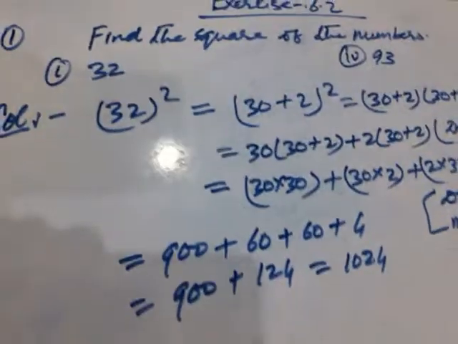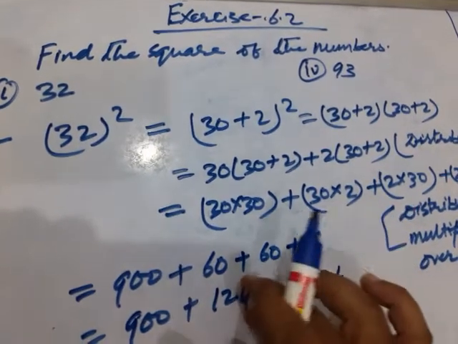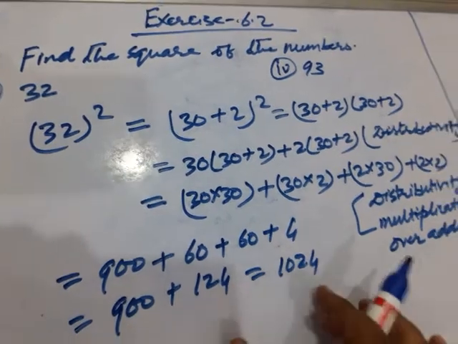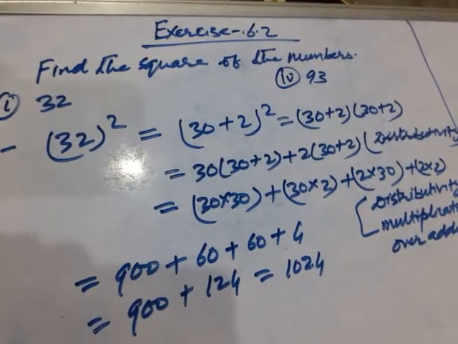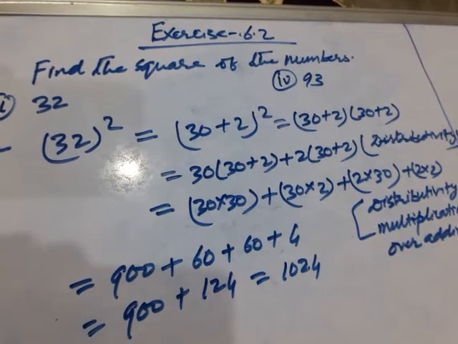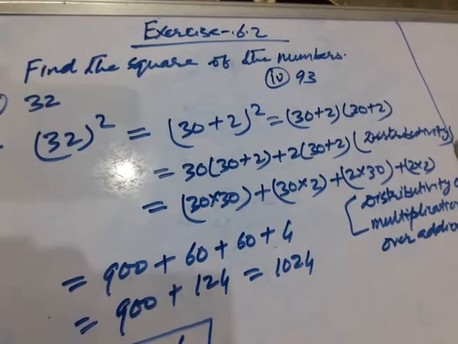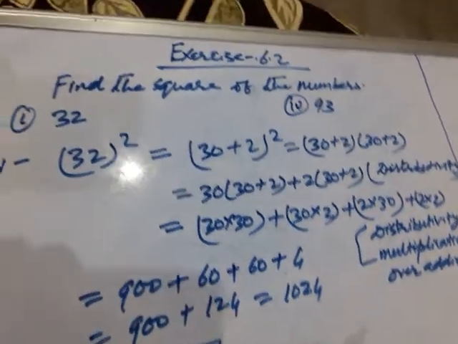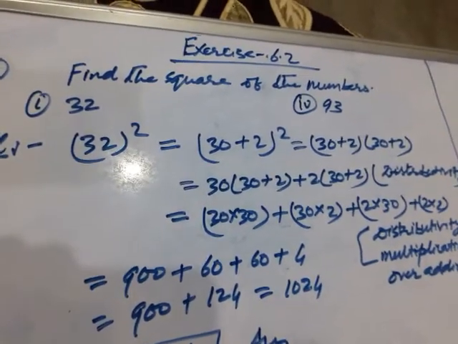It means that 3 threes are 9, that is 900, 3 twos are 6, 60 plus 60, plus 4. That is 900 plus 124, that is 1024. It means that the square of 32 equals 1024. So this is the method we have to use rather than direct multiplication, 32 into 32. This is how we find the square of 32.